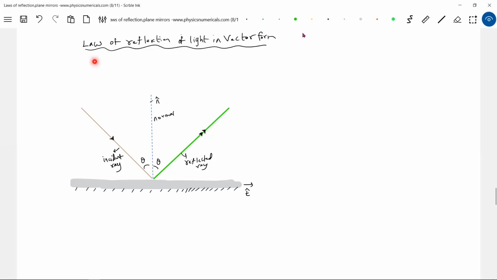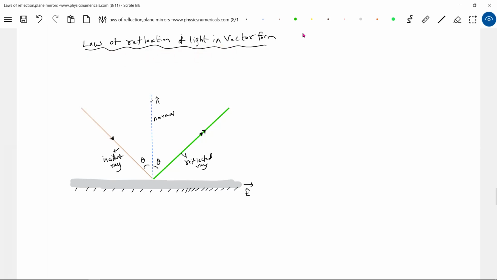Now we'll take the laws of reflection of light in vector form. Earlier, in a simple case, suppose a light is incident on a plane mirror where the plane mirror lies in a space, then in what direction the reflected ray will be in that particular space. Going back to basic coordinate geometry, that numerical solving will be very difficult. So what is the alternative? Let's go for the law of reflection of light in vector form.